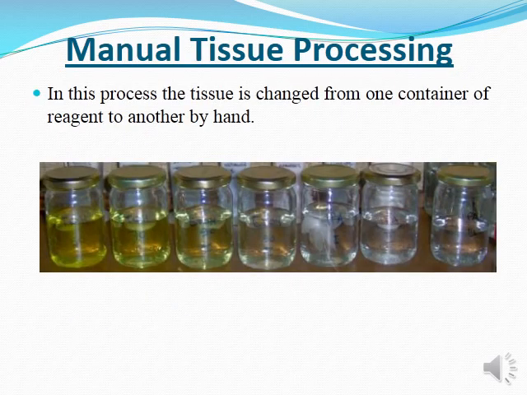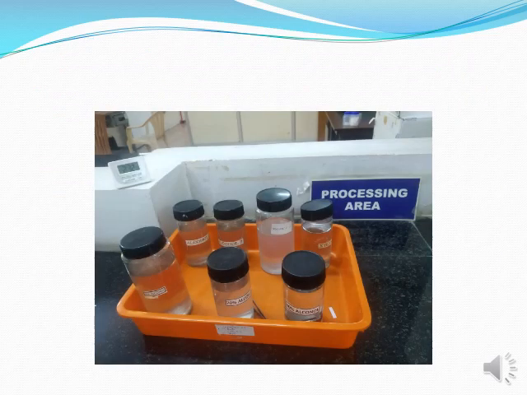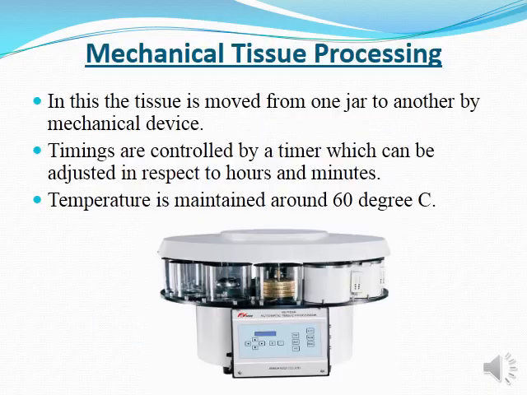Coming to manual tissue processing, in this process the tissue is changed from one container to another reagent by manual method, like with the hand. This is what we follow in our department. This is the processing area setup where you can see various reagents kept in jars. The tissues are placed in the cassette, the timer is set, and according to the timing the tissue cassettes are moved from one jar to another manually.